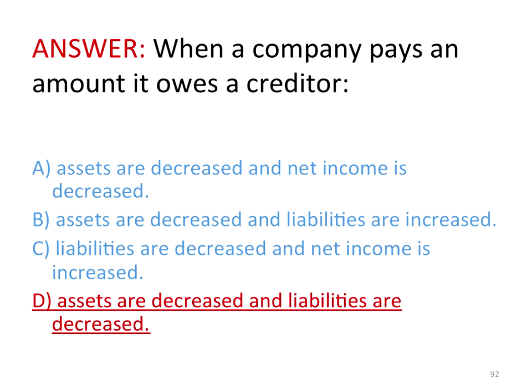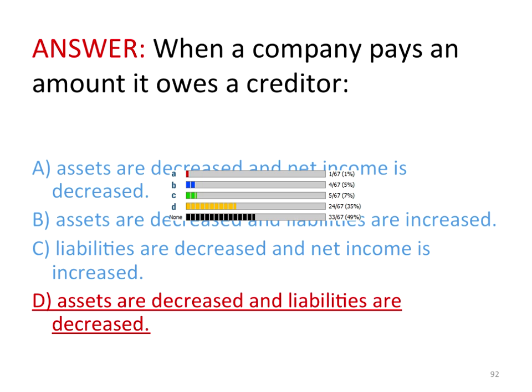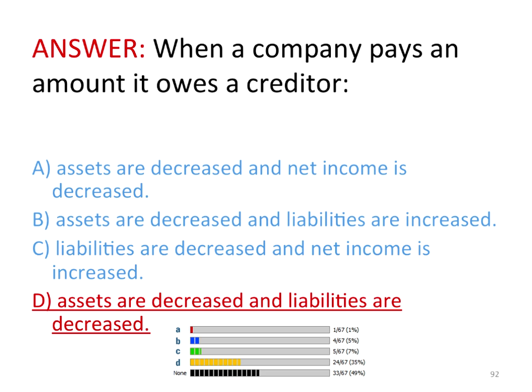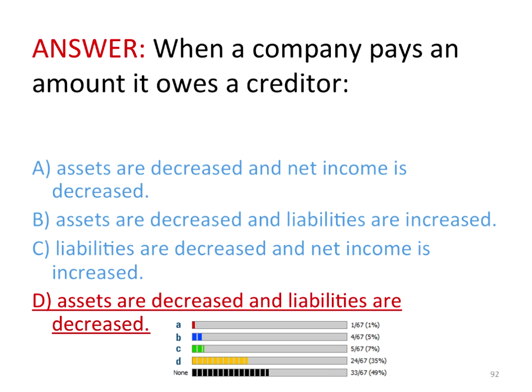Oh, it's hidden at the bottom. Yeah. Okay. So what we have here, assets are decreased because cash decreases. When we say pays or paid, that's cash. And liabilities are decreased because we're paying off accounts payable, so we are decreasing our liabilities.